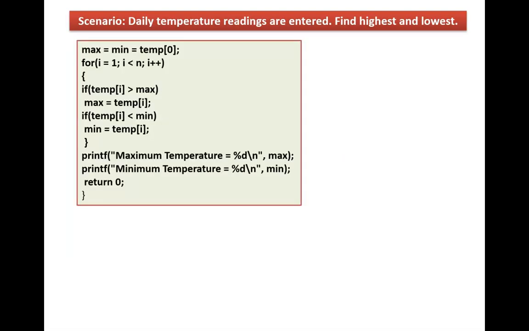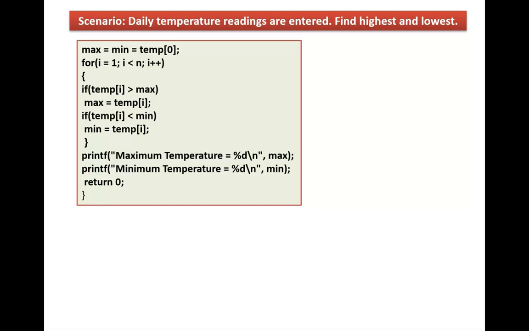Moving on to the core part of the program. I need to find the highest and lowest temperature. So max represents the highest temperature, min represents the lowest temperature. The core part of the program logic is this, temp of 0. So what is temp of 0? The first element of the array is assigned to max and min.